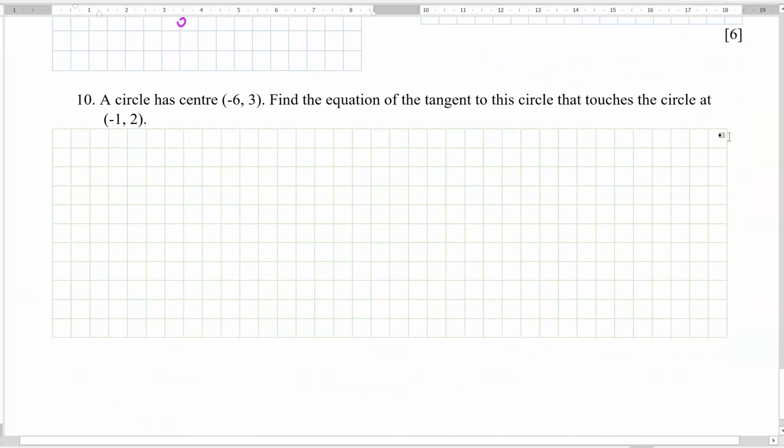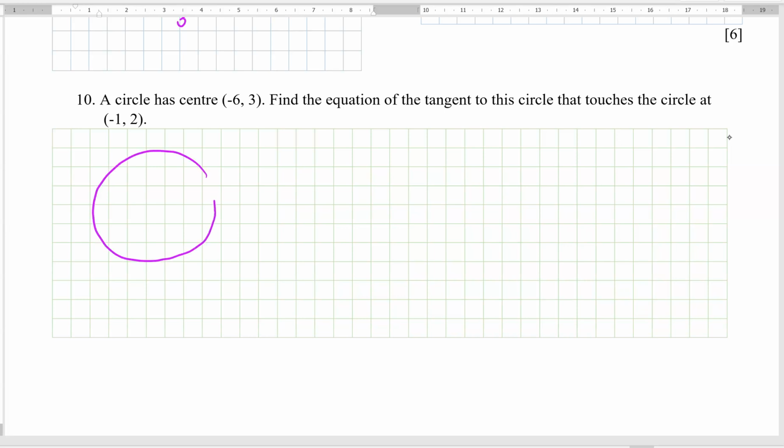Okay, and last but not least, a circle has centre minus 6, 3. Find the equation of the tangent to the circle that touches the circle at minus 1, 2. So draw yourself a little diagram. It doesn't have to be to scale. I'm just going to say this is minus 6, 3. So minus 1, 2, let's say it's around here.